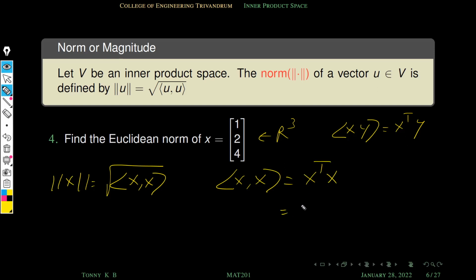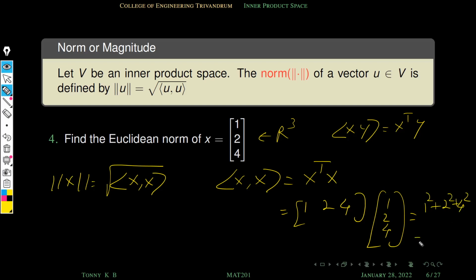And what is x transpose? The transpose of this column vector, that is (1, 2, 4), times x, which is (1, 2, 4). You can expand this one. This is equal to 1 square plus 2 square plus 4 square. Clear? And this is 16 plus 4, 20, 20 plus 1, 21. So this is the inner product of x with x. We have to find norm x. How to find? You simply take the positive square root of this one. So the positive square root of 21. This is the norm of this vector.